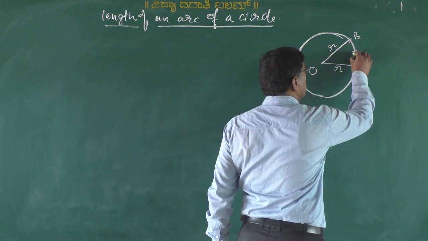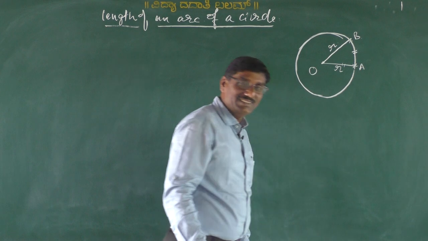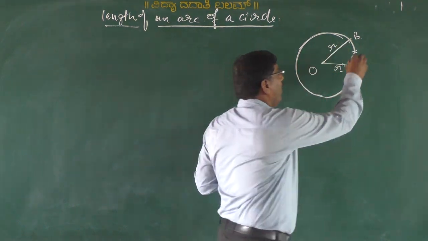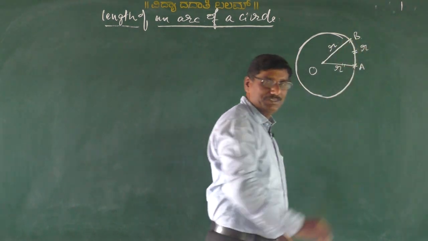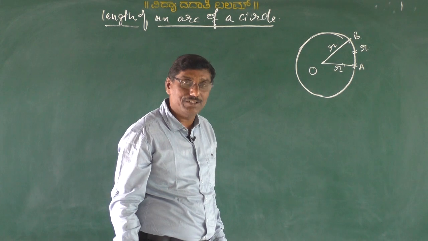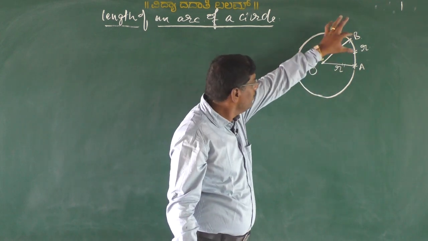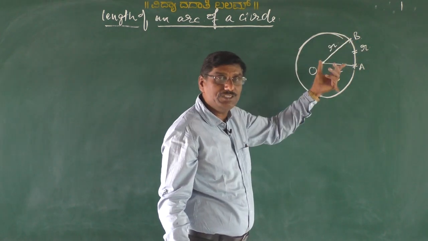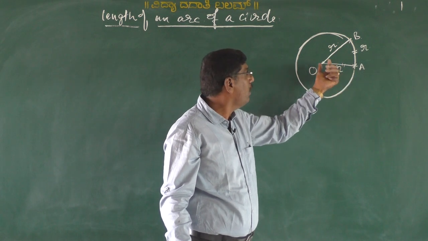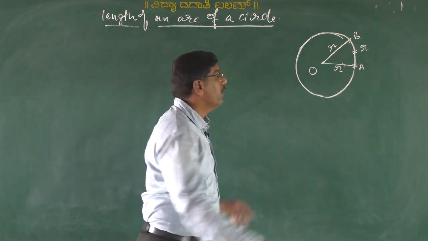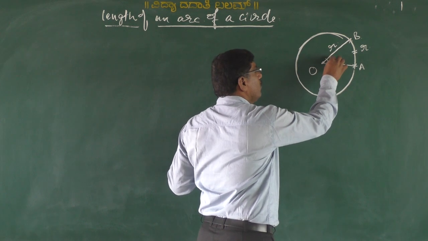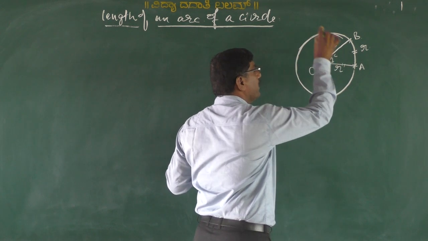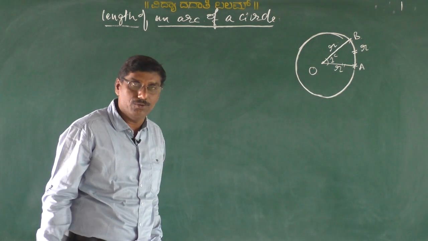That means, hence this length is R. Since the arc length AB is equal to the radius OA or OB, then the angle at the center, what we call as 1 radian. Have you all understood?